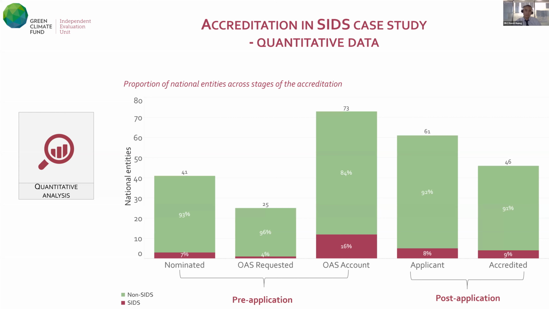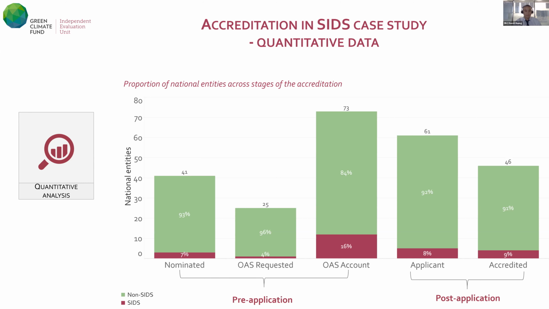Now we can begin by looking at a piece of analysis which visualizes the proportion of national entities across the 5 different stages of the accreditation process. The GCF accreditation process is a linear one. These stages progress from left to right in order of progress towards finally becoming GCF board accredited. So you can see here, for example, that there are 61 national entities who are currently applying for GCF accreditation, and 8% of these belong to FIDS.